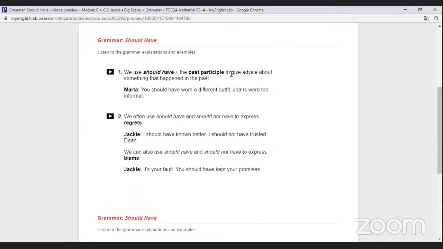You're going to give a past advice with the structure of should have. You should have gone to the party last night. Okay, very good. Now in a negative form, another sentence. You shouldn't have kept the promise with him.